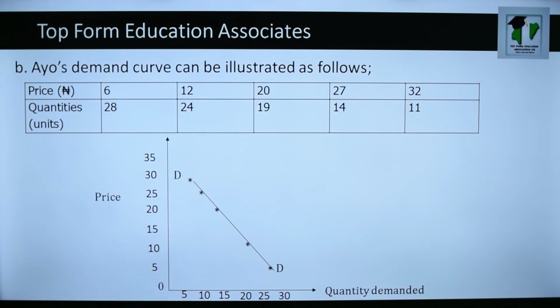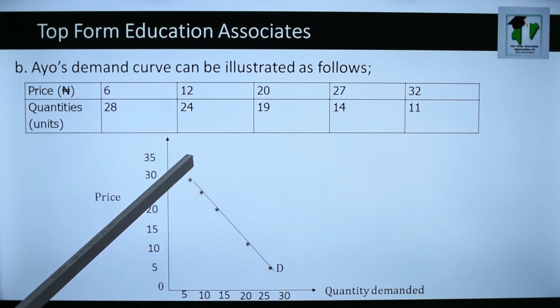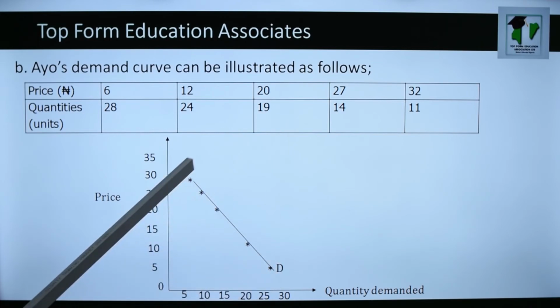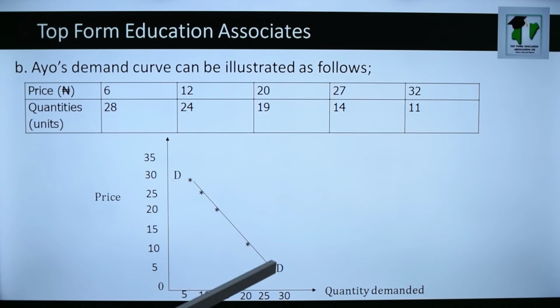Now what do you do next? Do you leave it at that for the teacher to complete? No. So what you do is to join the points you have created, and then you label DD, meaning demand, DD.